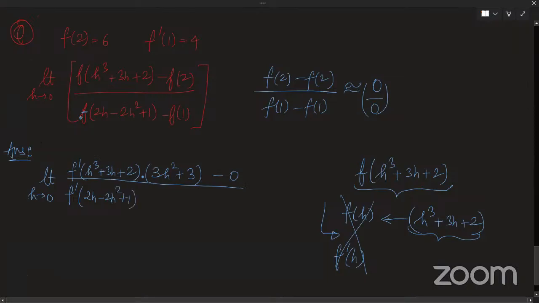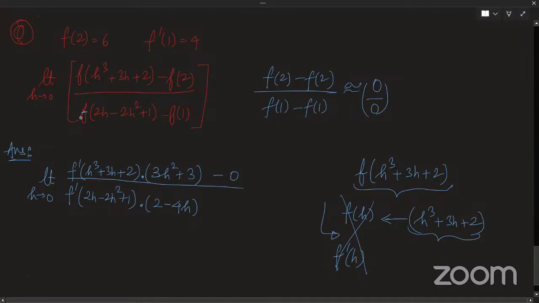The inside parts won't change, it will be this only. And what about the second term? The derivative of 2h minus 2h square plus 1 is 2 minus 4h. Okay, great, 2 minus 4h.